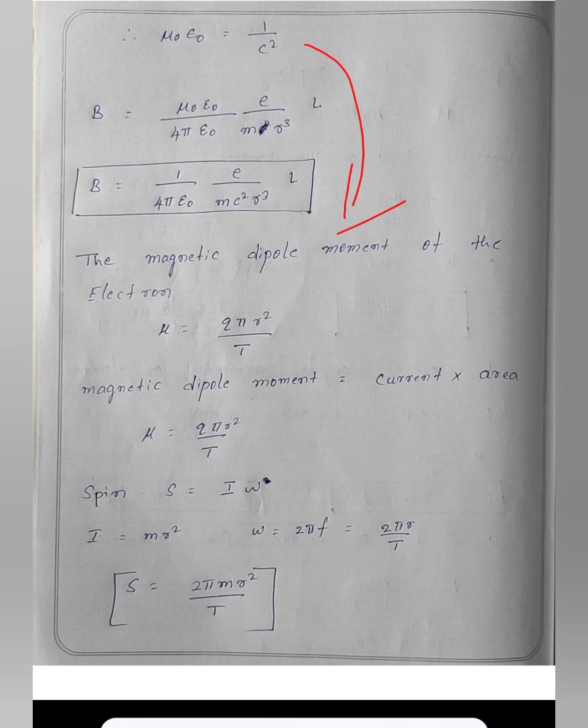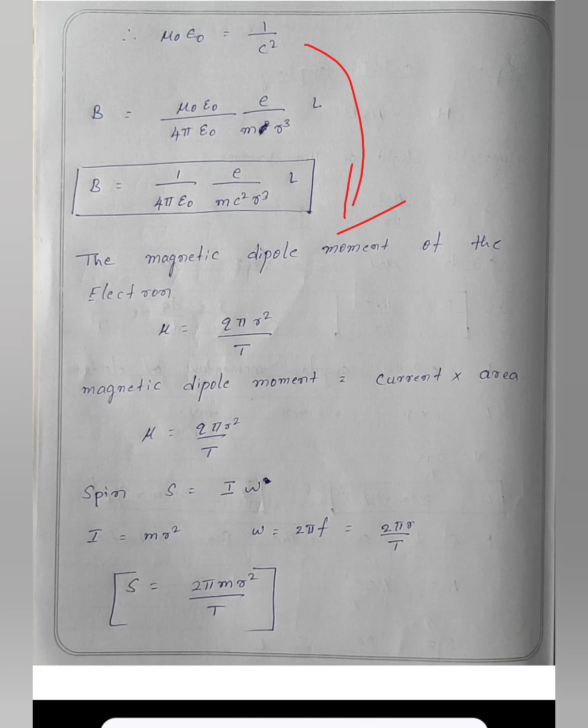Mu naught is the permeability of free space, epsilon naught is the permittivity of free space, and c is the velocity of light. So this equation comes in classical electrodynamics, in the third semester of the MSc course.